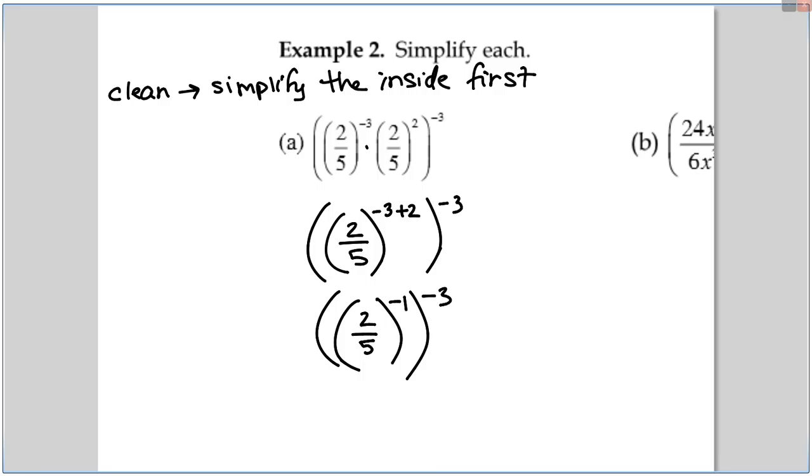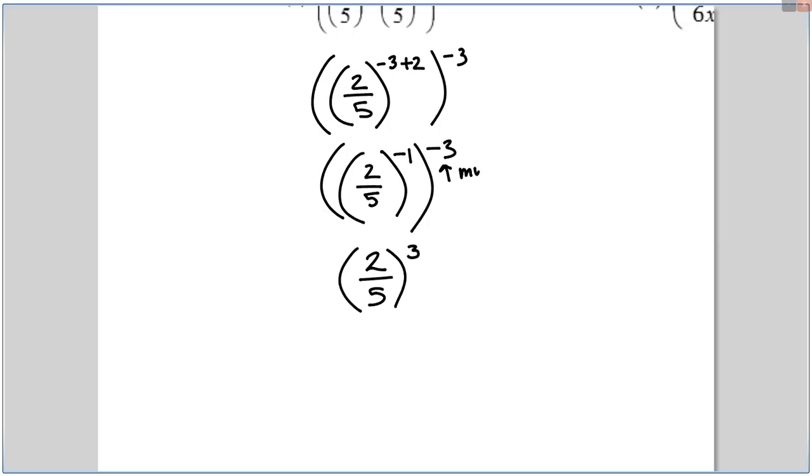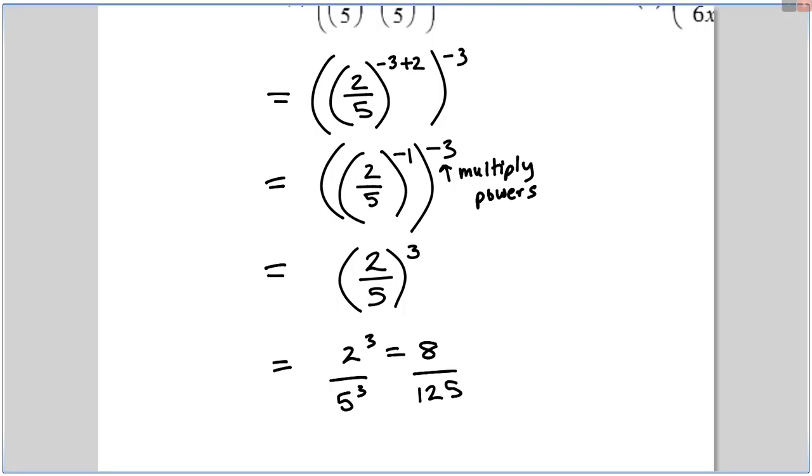All right, now that we've added the powers, -3 plus 2 is -1. What do we do now? What's the power of a power rule? You multiply now. So what's -1 times -3? +3. Okay. I'll jot that note in there. Now to finish this off, what's the last step here? Cube the top, cube the bottom. So 2 cubed is 8, and 5 cubed is 125. There's your final answer.